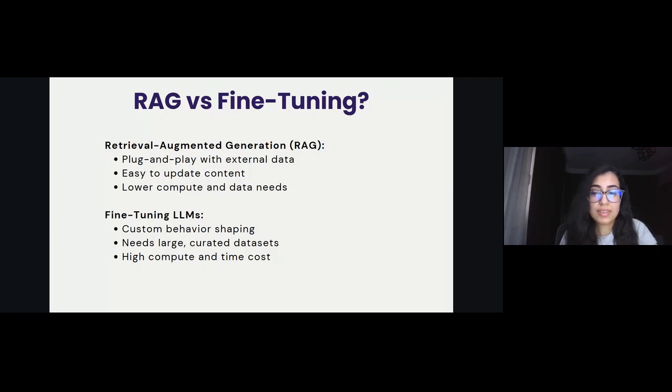Also, updating the knowledge database is simple. All you have to do is update the vector database that you have, so it's easy to update the content that you want the LLM to have information about. On the other hand, fine-tuning is more about shaping the behavior or the tone of the model itself, not just its knowledge. So it's great when you need the model to behave in a very specific way across all tasks, to have very specific information, but it's very, very resource intensive. You'll need a large curated data set with lots of RAM and lots of GPU.